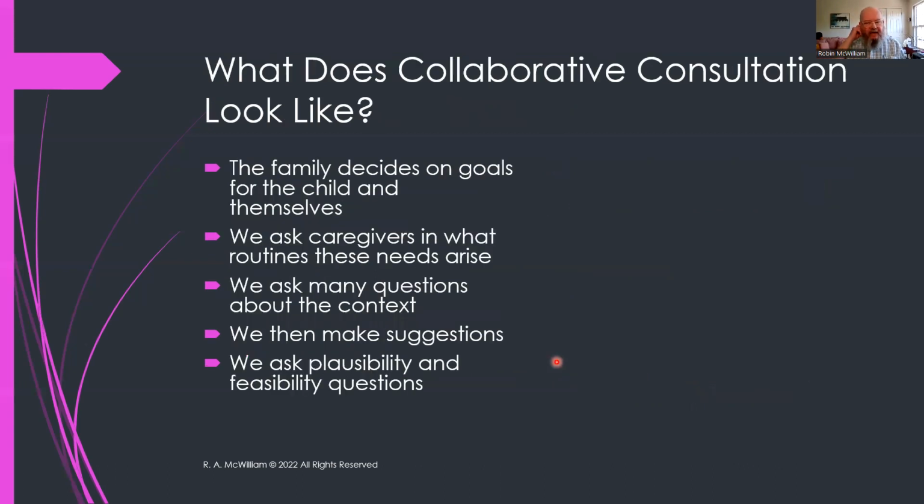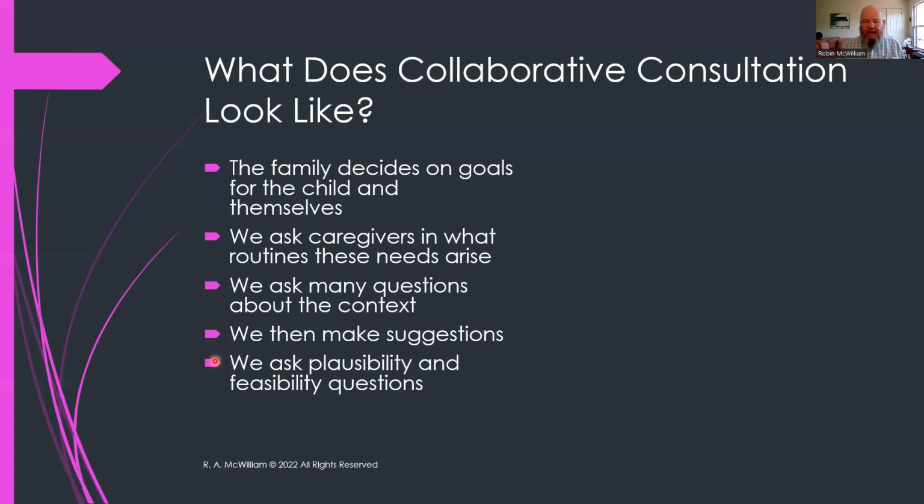So what does collaborative consultation look like? Sorry, this one didn't get translated. The family decides on goals for the child and themselves. We ask caregivers in what routines these needs arise. What times of the day are these child skills needed? We ask many questions about the context. We then make a suggestion, and we ask if the family is interested in that suggestion. We then ask the plausibility and feasibility questions.